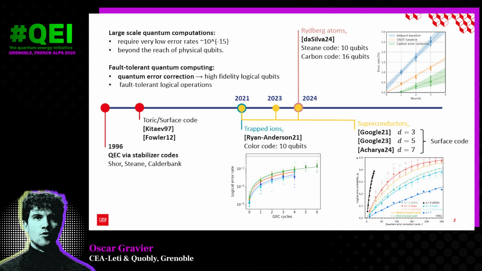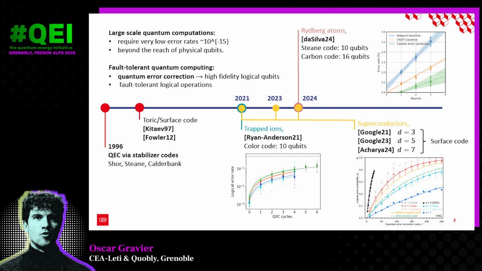From my point of view, it started with a lot of theoretical work, and in '96 there were some propositions for stabilizer codes. Then some topological codes came, and then with the toric code and surface code, there were some very big results with Kitaev and Fowler. At this point, a lot of experimentalists were interested in implementing quantum error correction in their experimental setups. For trapped ions, there were some good results with a color code of 10 qubits in '21. In '24, a Rydberg atom setup managed to do a Steane code of 10 qubits and a carbon code of 16 qubits.